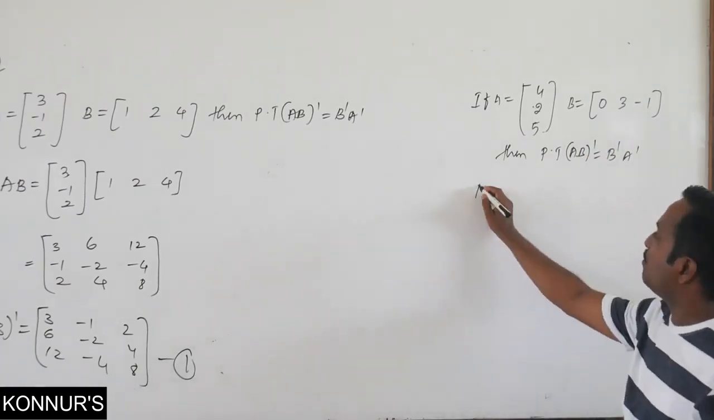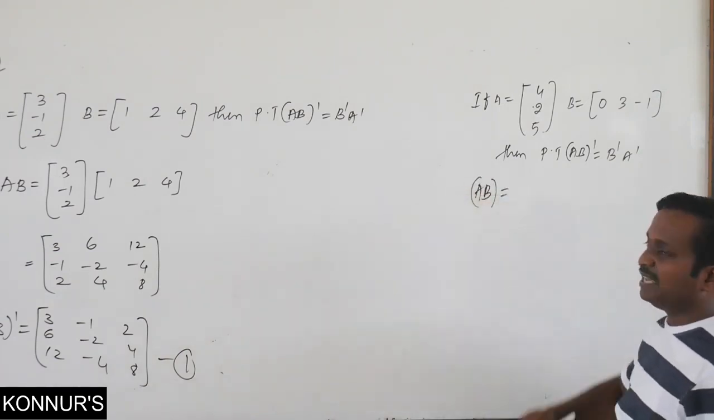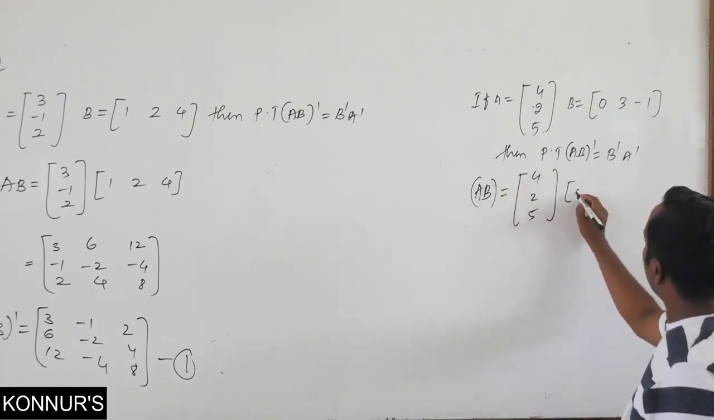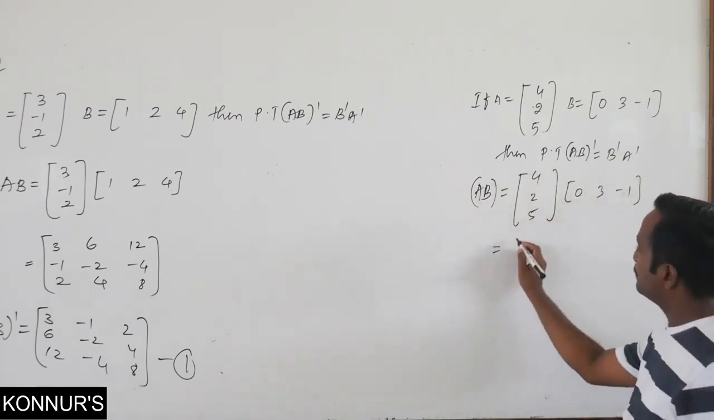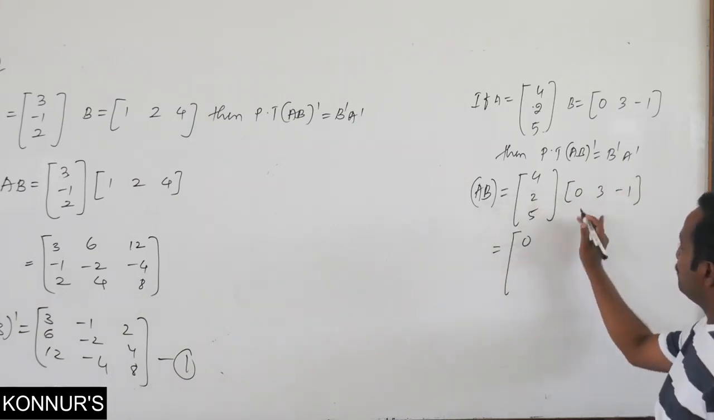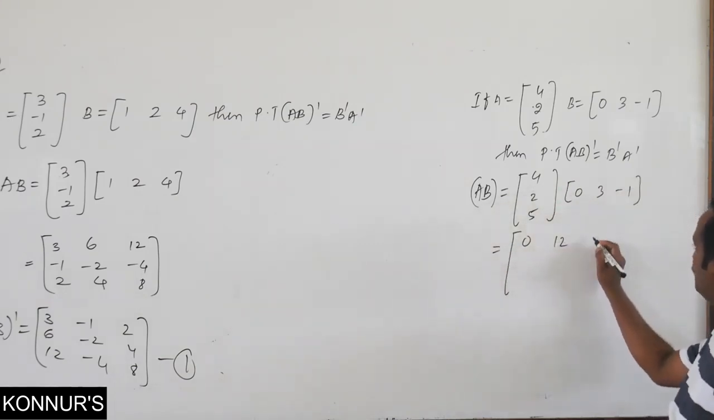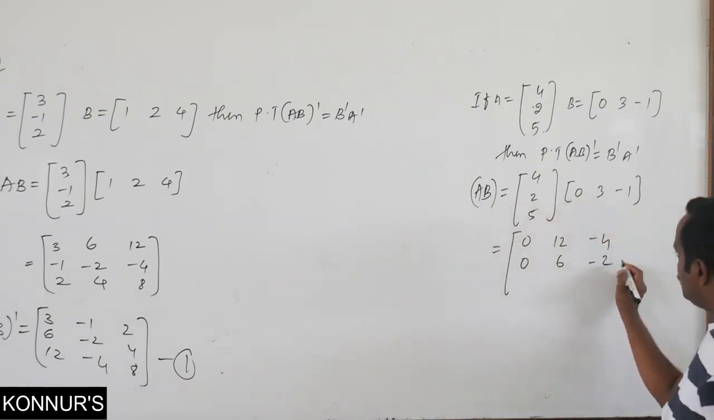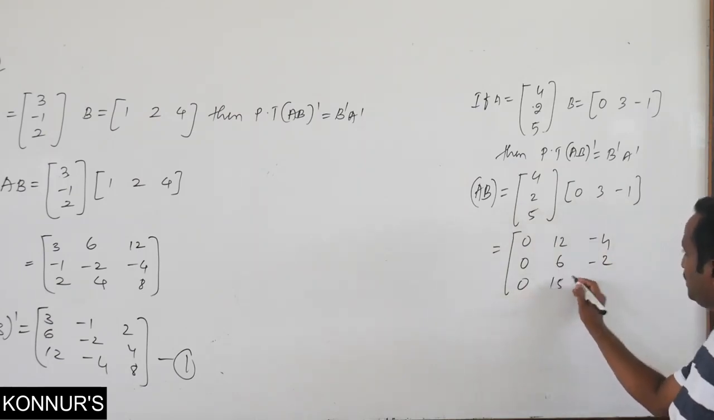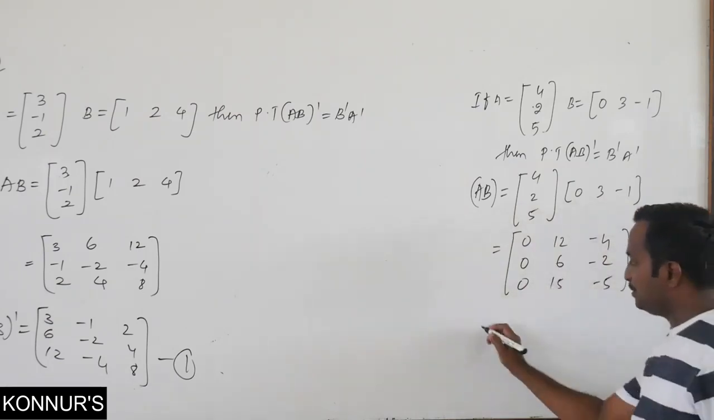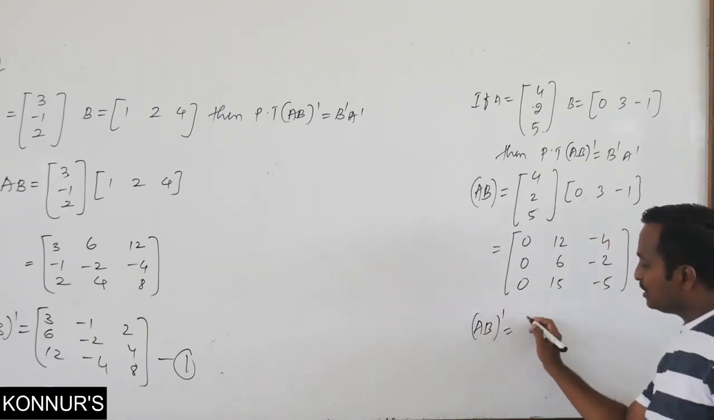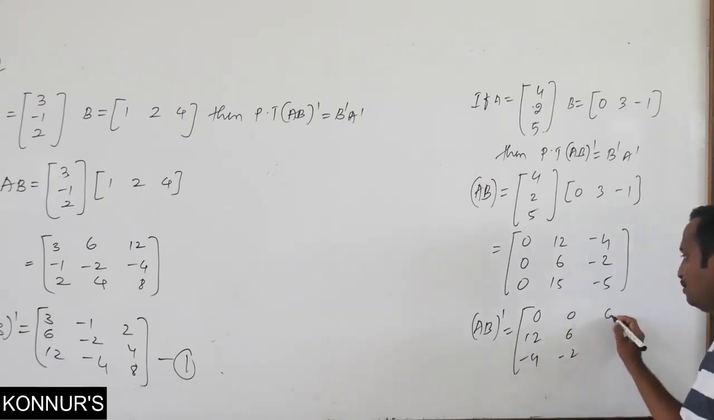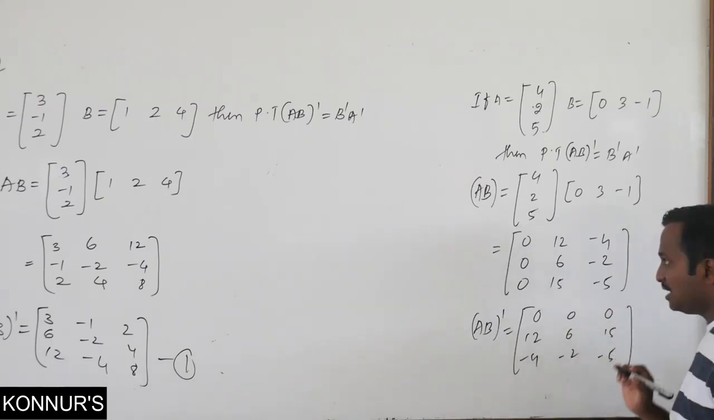Let us look at this. Now what I will do, you can do it very fast. AB first: 4, 2, 5, 0, 3, minus 1. The result is 12, minus 4, 0, 6, minus 2, 0, 15, minus 4. This is AB. What about (AB)'? 0, 12, minus 4, 0, 6, minus 2, 0, 15, minus 4. This is (AB)'.